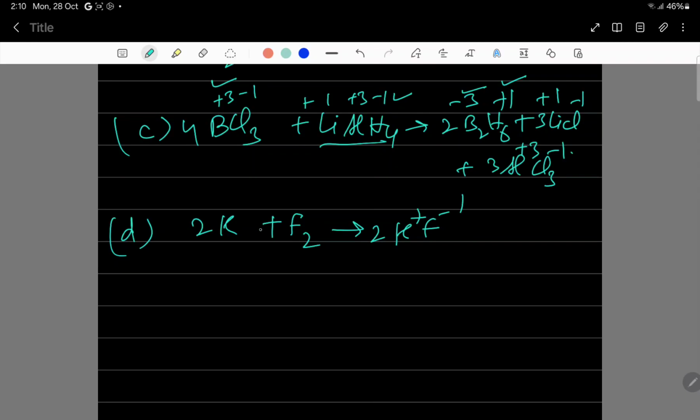So here each potassium atom has lost 1 electron to form K+, while F2 has gained 2 electrons to form 2 fluoride ions, and therefore K is oxidized while fluorine is reduced. Therefore it is a redox reaction.